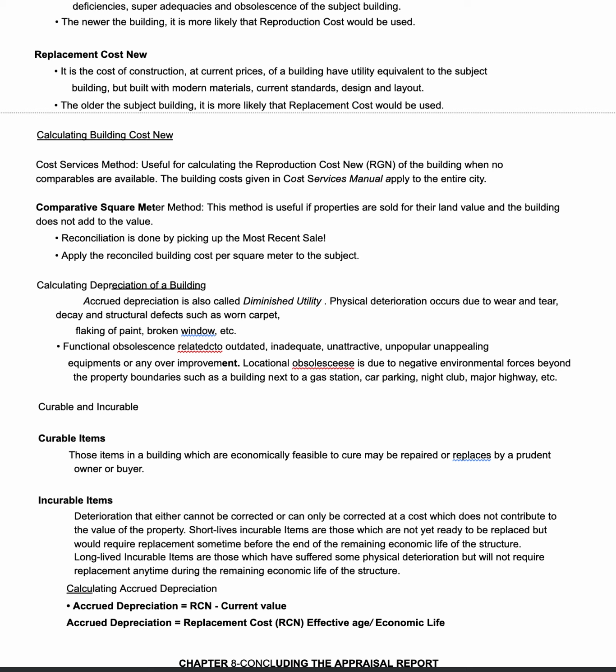Curable and incurable can refer to an item that is suffering from either physical or functional obsolescence. Curable items refer to those components of a building that are economically feasible to cure and therefore customarily repaired or replaced by a prudent property owner or buyer. The term curable is used because it would be economically sound for an owner to correct the physical situation based on the repair cost. Curable depreciation can arise through either physical deterioration or functional obsolescence.